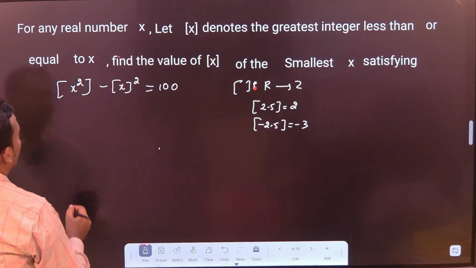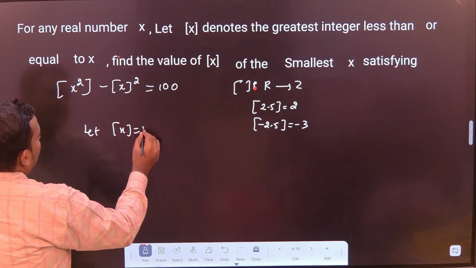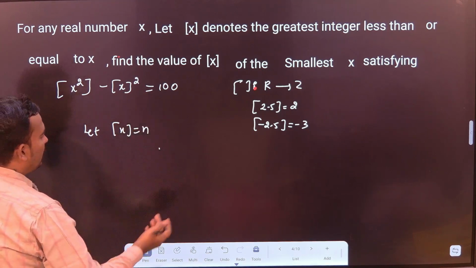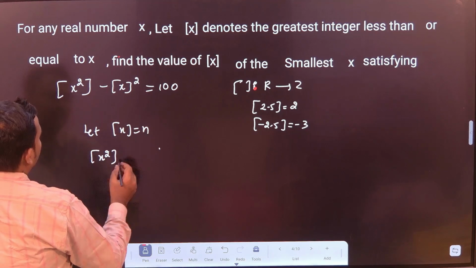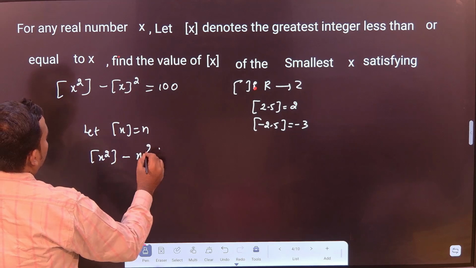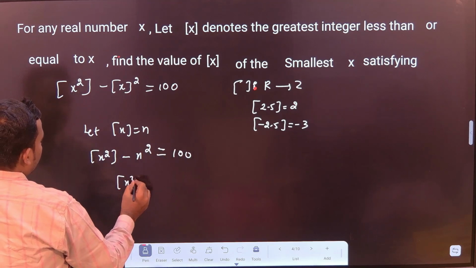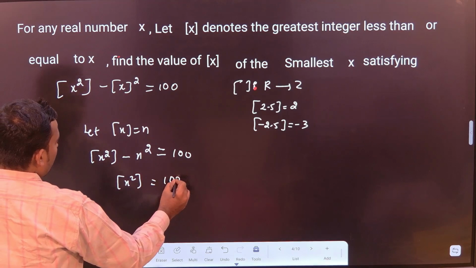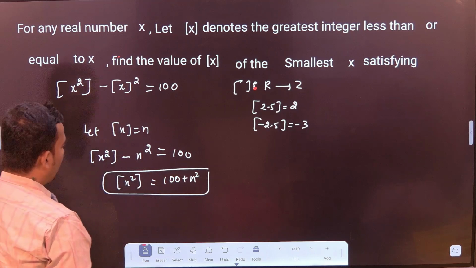Okay. Let us take the greatest integer function of x as n. Here n is an integer, right? Then how to rewrite this question? The greatest integer function of x square minus n square equals 100. So therefore, the greatest integer of x square, how to write? 100 plus n square. This is the first observation.